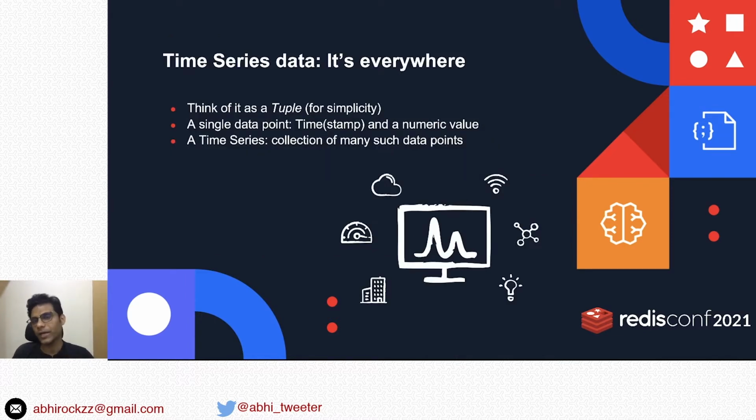So if you think about time series data, it's essentially everywhere. So think about weather data, stock trades, sensor data, IoT from your wearables, refrigerators, whatnot, right? But if you think about it from a very simple point of view, you can assume that it's sort of a tuple or a pair. So it's a single data point, and each data point consists of a time or a timestamp and an associated numeric value. And if you collect many such data points, that's what typically you would call a time series data.